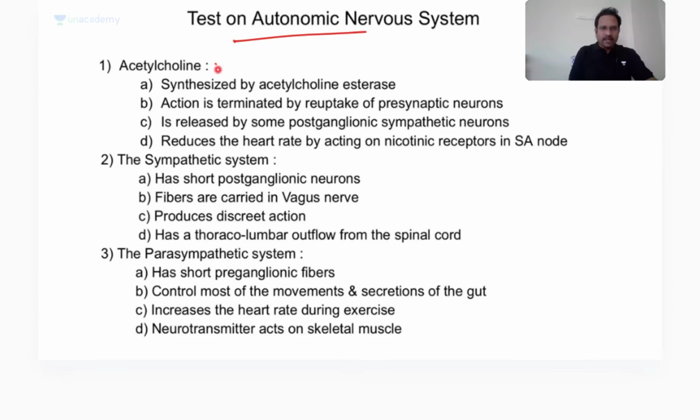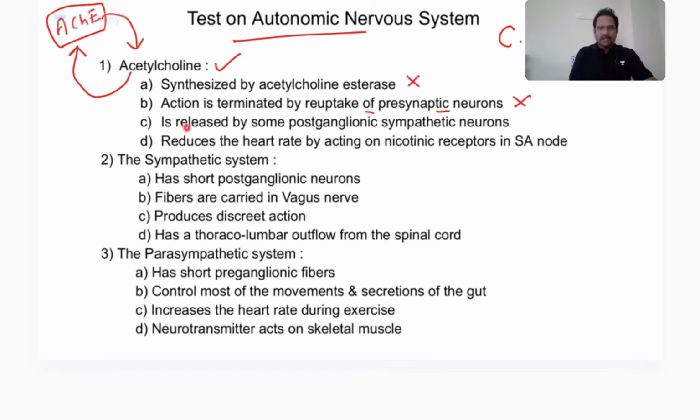Now, the first one: acetylcholine is synthesized by acetylcholine esterase. No. See, the enzyme required for synthesis of acetylcholine is choline acetyltransferase, whereas acetylcholine esterase is required to metabolize acetylcholine. So this option is not correct. Now the next one: action is terminated by reuptake by presynaptic neurons. No, again, this is wrong. Acetylcholine action is terminated by acetylcholine esterase. It is not by presynaptic neurons.